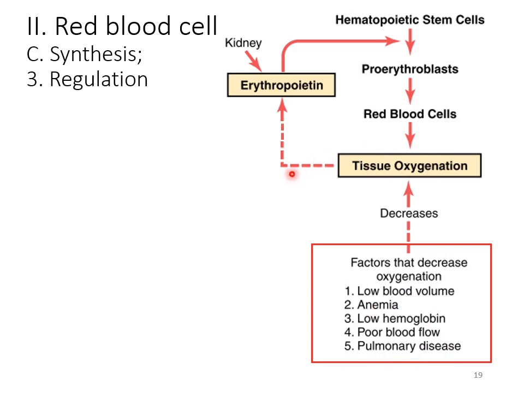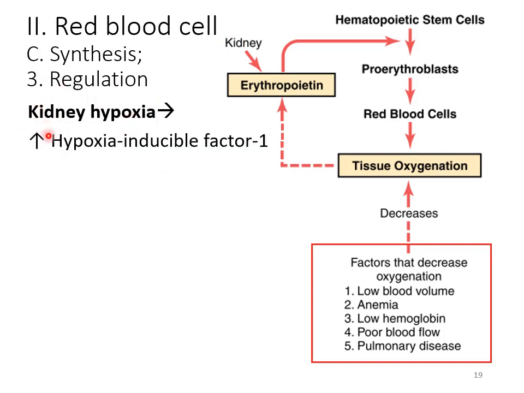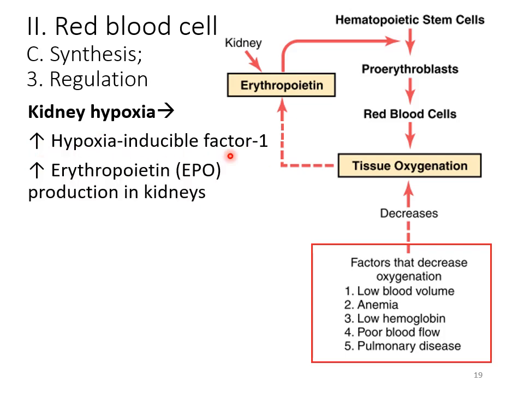And this tissue oxygenation, when it affects the kidney, so when there is kidney hypoxia, this will induce the production of hypoxia inducible factor 1. And if there's an increase in HIF1, this will actually stimulate production of erythropoietin in the kidneys. And we showed earlier that EPO, or erythropoietin, is one of the important differentiation factors that causes your stem cells to become erythrocytes.